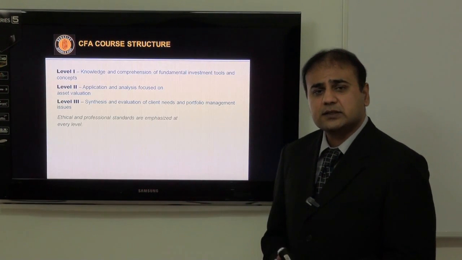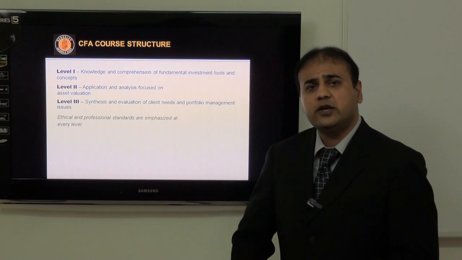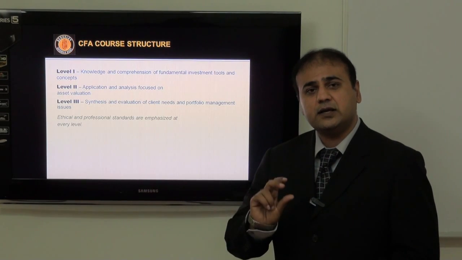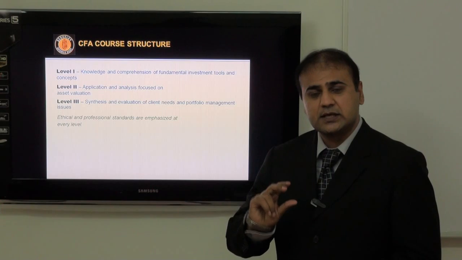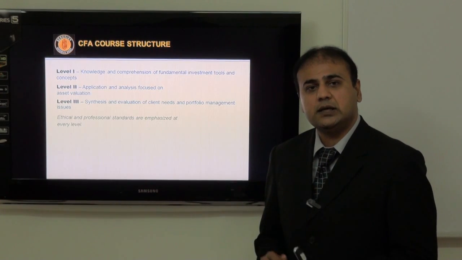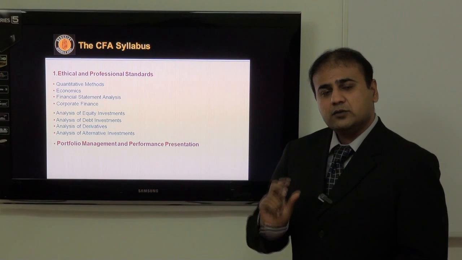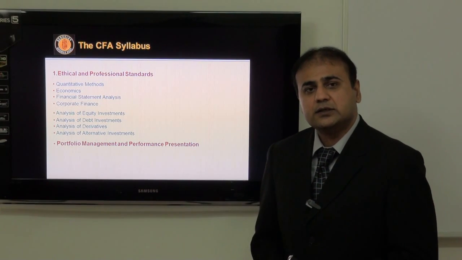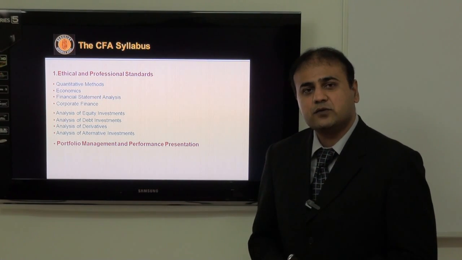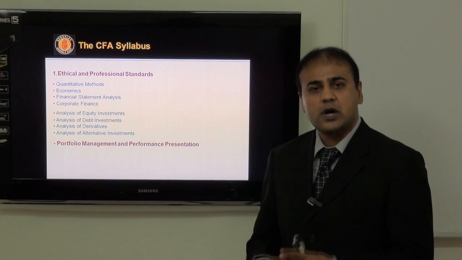The CFA course structure is very well placed and very well designed. It is divided into 3 parts, 3 levels: level 1, level 2 and level 3. We are going to discuss today the detailed structure for CFA level 1.